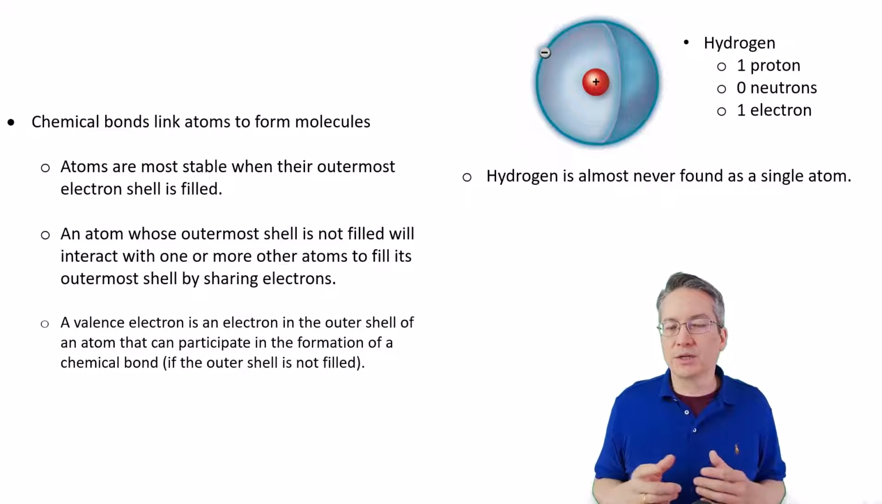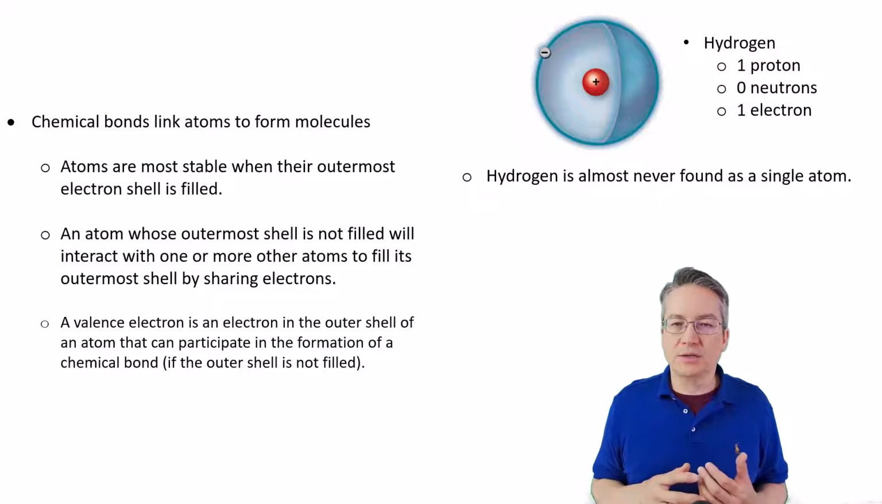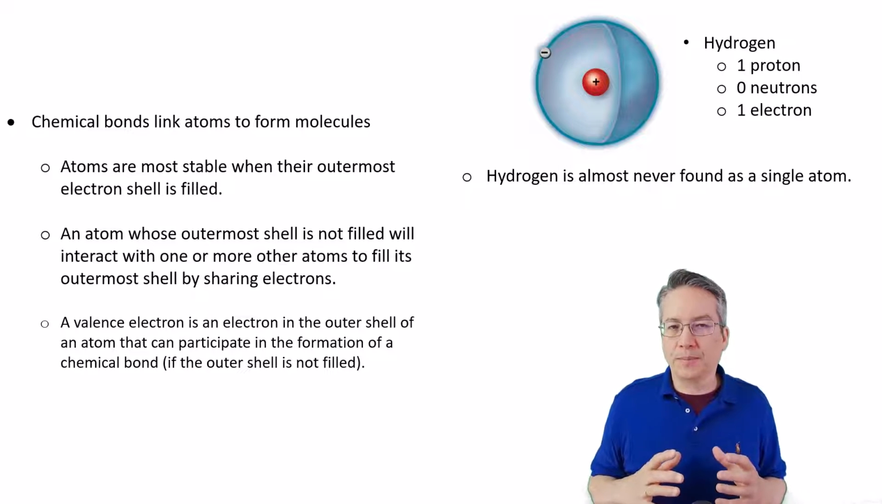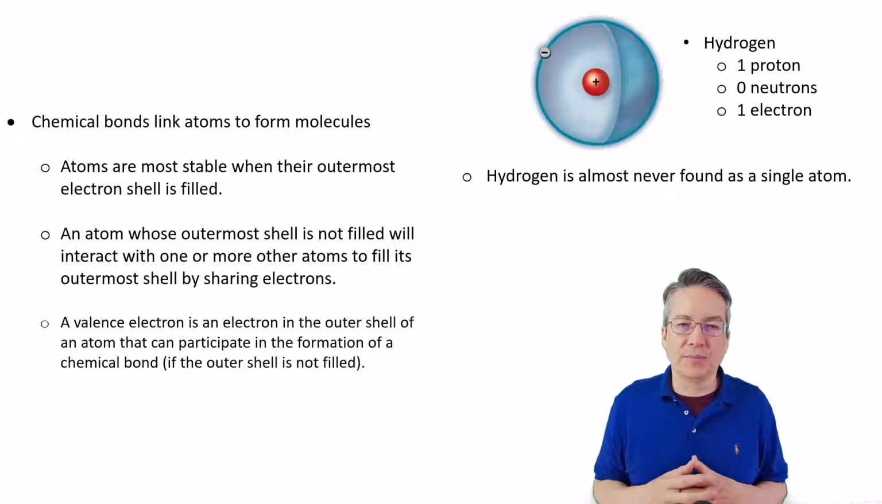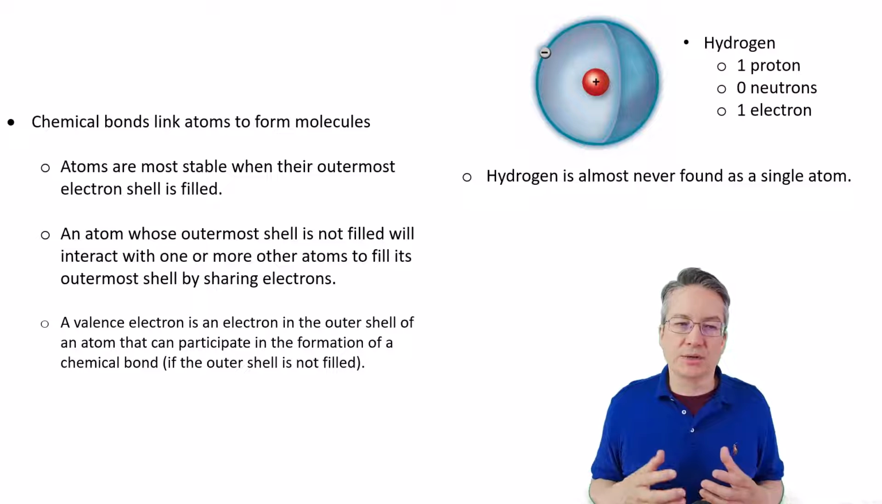Let's take a look at this picture here of a hydrogen atom. It has a single proton in its nucleus, and it has a single electron in its shell. Now, this is actually not stable because this outer shell can potentially hold up to two electrons. So for this reason, hydrogen is almost never found as a single atom. So an atom whose outermost shell is not filled will interact with one or more other atoms to fill its outermost shell by sharing electrons.